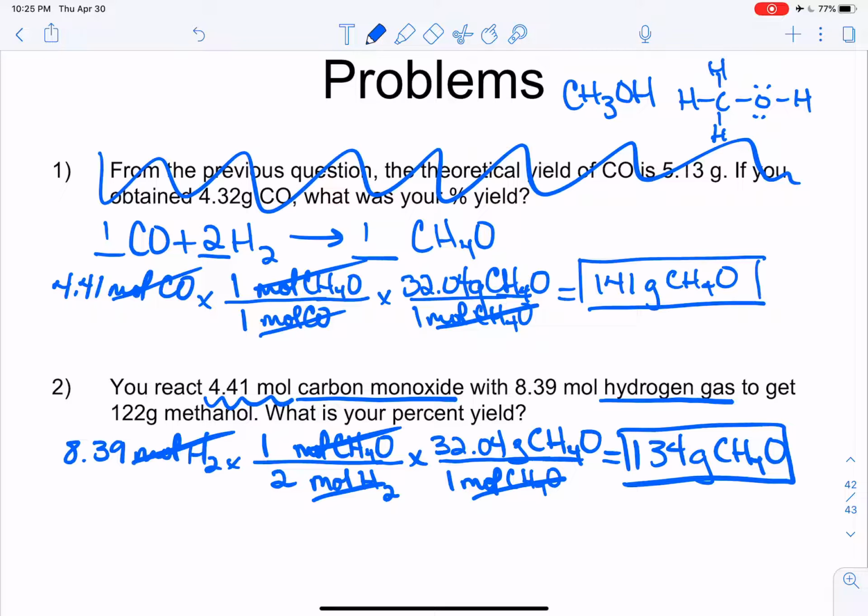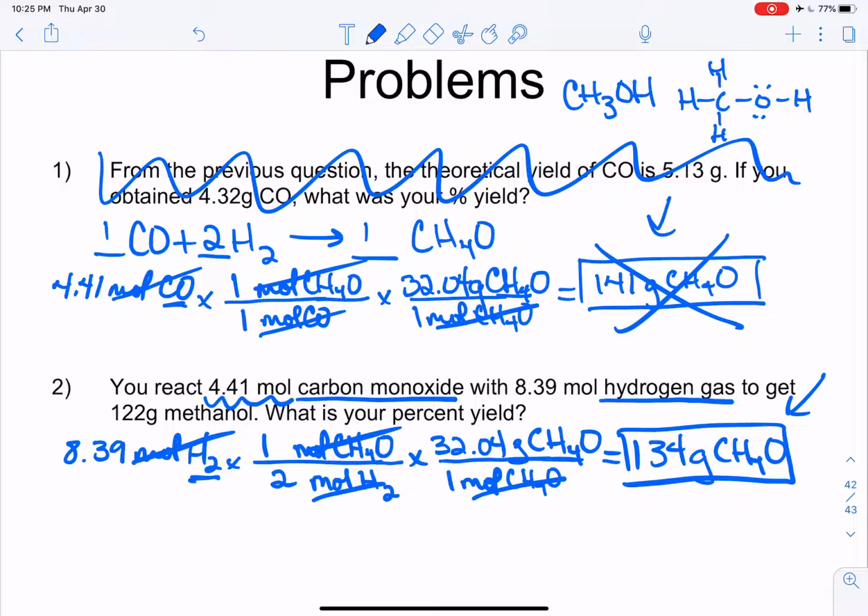Okay, so we have enough carbon monoxide to make 141 grams of methanol, but we only have enough hydrogen gas to make 134 grams of methanol. So how much methanol can we possibly make with the amount of reactants we have? 134, that's right. We don't have enough hydrogen gas to make 141 grams of methanol. We only have enough to make 134.